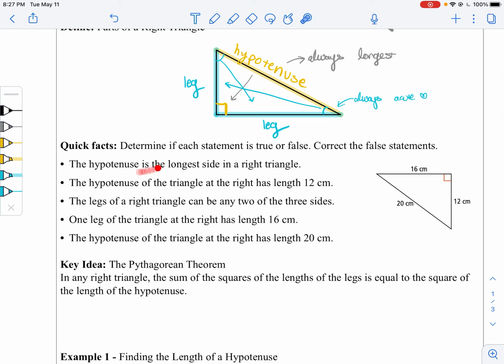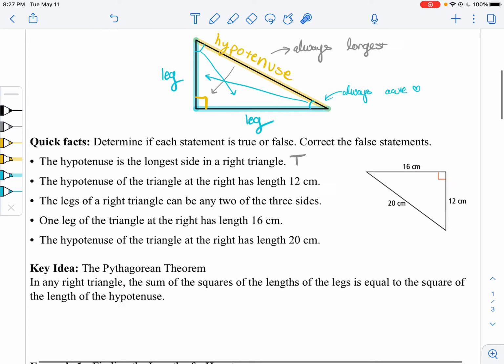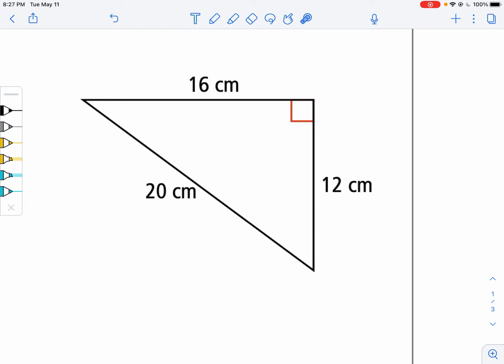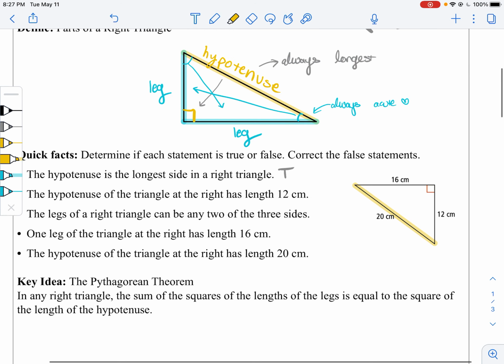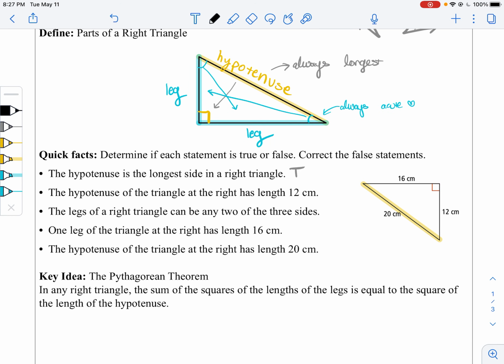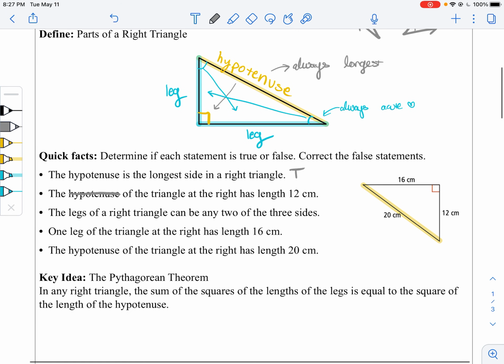Is it true that the hypotenuse is the longest side in a right triangle? Yes, that is always true. Is the hypotenuse of the triangle at the right 12 centimeters long? Well, the hypotenuse is always the longest side, which means this guy is going to be our hypotenuse. So this statement is false. It's not that the hypotenuse has a length of 12 centimeters, it's a leg of the triangle that has a length of 12 centimeters.